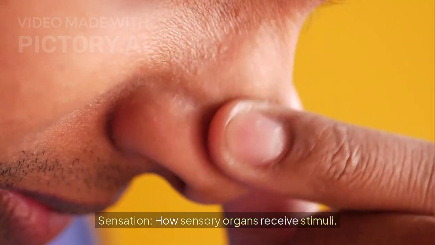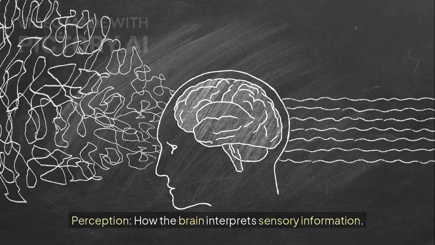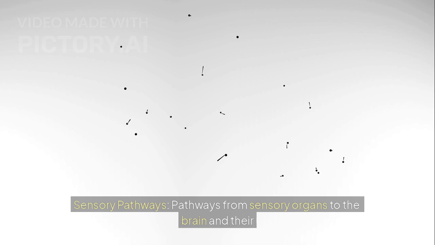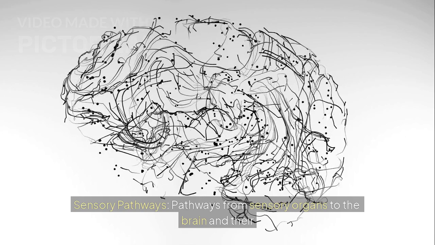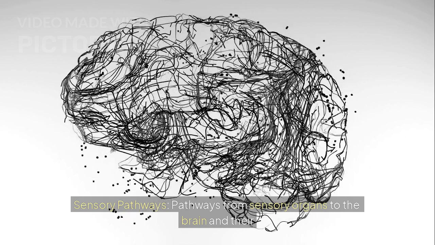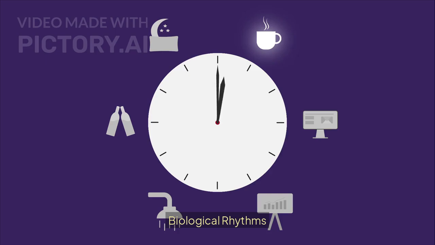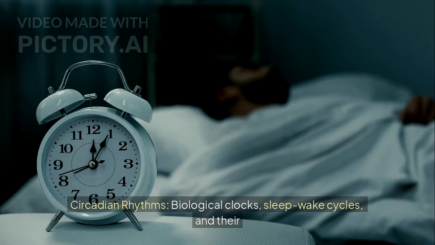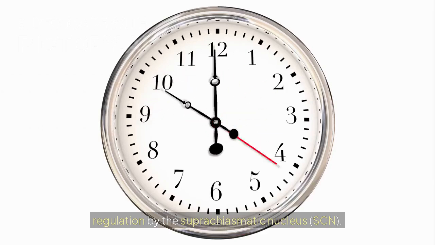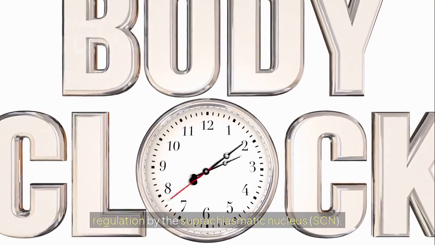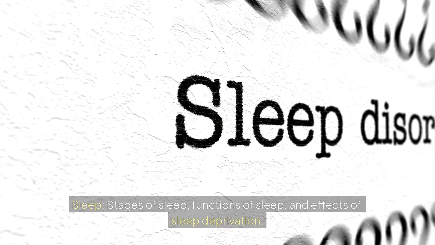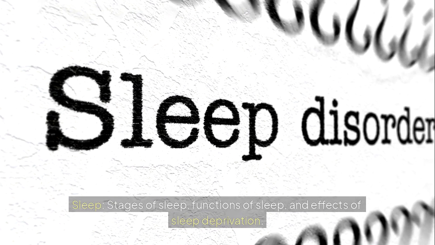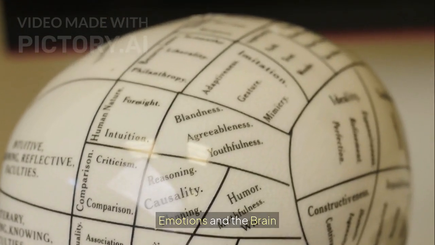Sensation, how sensory organs receive stimuli; perception, how the brain interprets sensory information; sensory pathways, pathways from sensory organs to the brain and their processing centers; biological rhythms, circadian rhythms, biological clocks, sleep-wake cycles, and their regulation by the suprachiasmatic nucleus, SCN; sleep, stages of sleep, functions of sleep, and effects of sleep deprivation; emotions and the brain.